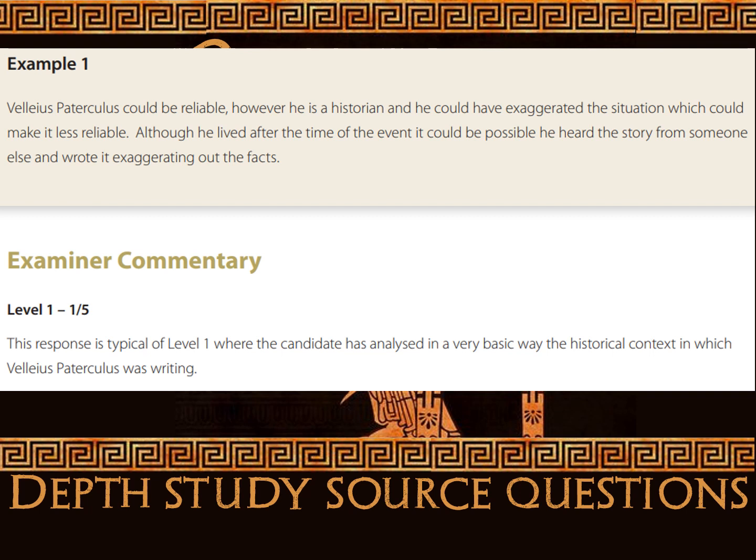Even though this one sort of suggests he could have heard the story from someone else and wrote it exaggerating the facts, it's too vague. It just almost flagged up that you're struggling, you have no idea, and you're just writing the first thing that comes into your head. Please don't do it.